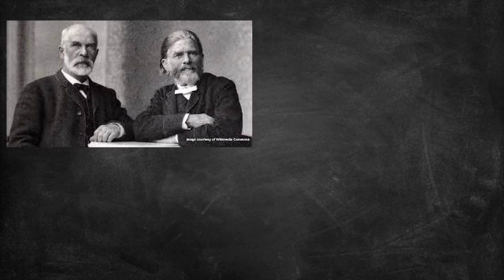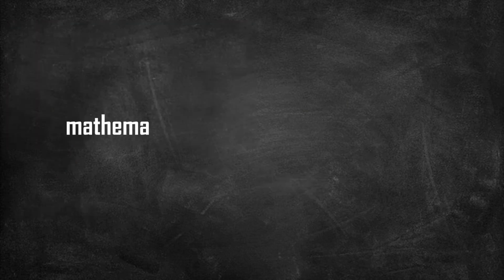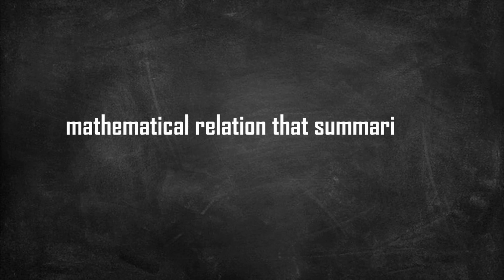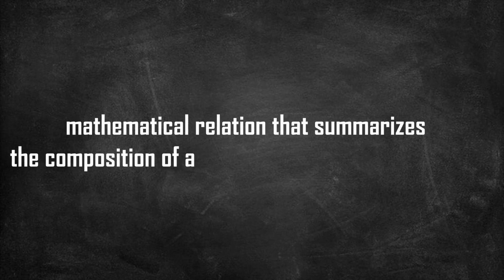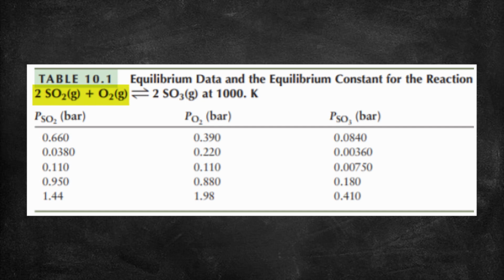We're here because of these two scientists from Norway, Peter Waage, a chemist, and Cato Guldberg, a mathematician. Together they discovered a mathematical relation that summarizes the composition of a reaction mixture at equilibrium. So you can understand better, take a look at this reaction. We have two molecules of sulfur dioxide reacting with oxygen gas. We have equilibrium arrows, and the product of this reaction is sulfur trioxide.